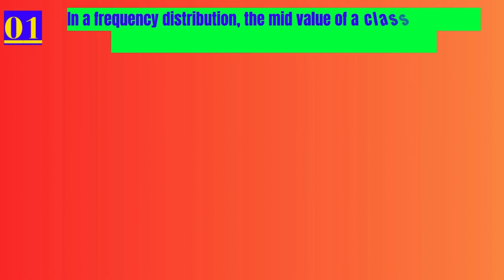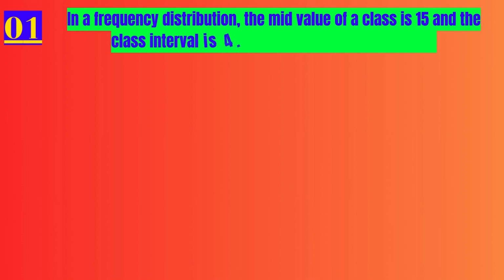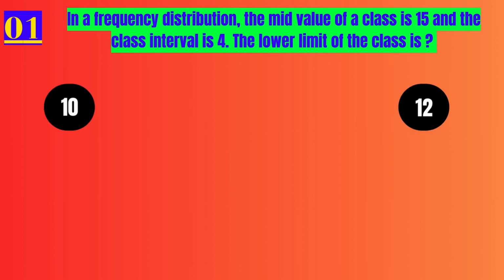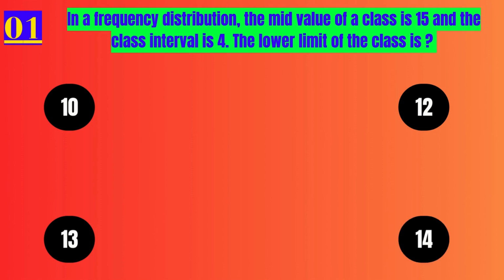In a frequency distribution, the mid-value of a class is 15 and the class interval is 4. The lower limit of the class is? The options are 10, 12, 13, 14. The correct option is 13.